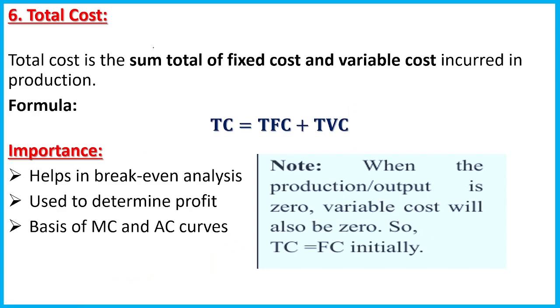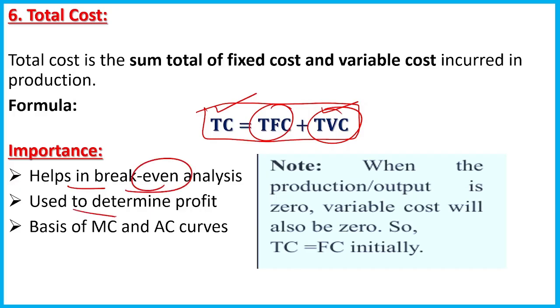Okay. So what is total cost? Total cost is total fixed cost plus total variable cost. You total up all the fixed costs and variable costs and you get one amount, that is total cost. Now what is the importance of it? It helps in break-even analysis. It helps to determine the profit level, and it is the basis of marginal cost and average cost, which we are going to learn in a short time.